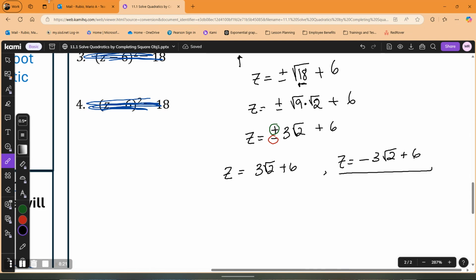And when we start looking at graphing, we're going to see, just like we saw those parabolas yesterday, that for some equations, both of these are solutions.